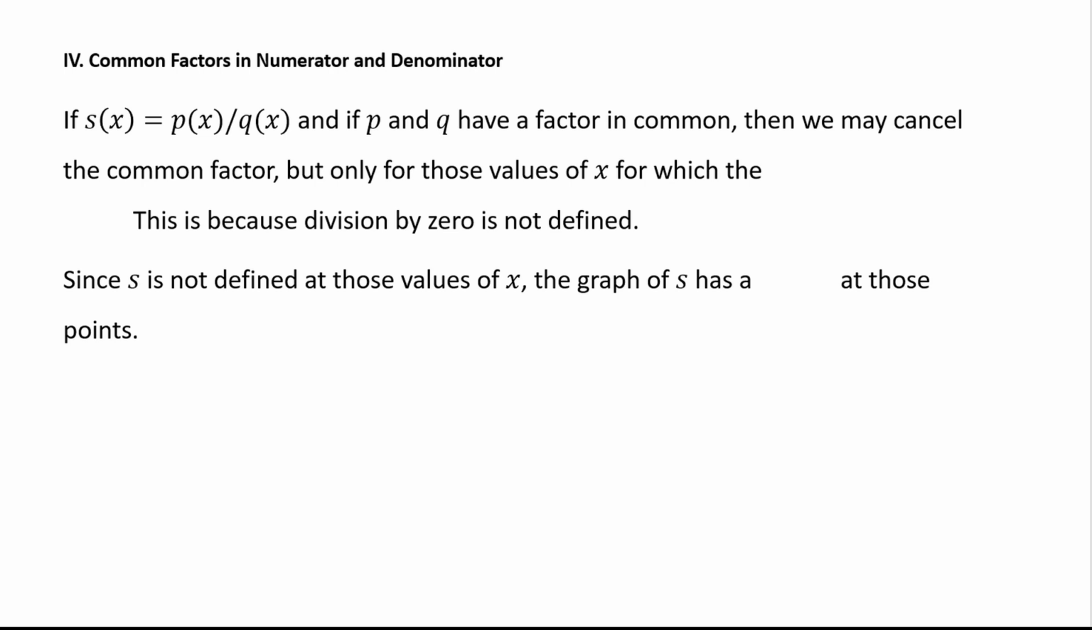Roman numeral 4, common factors in numerator and denominator. If s of x equals p of x over q of x, and if p and q have a factor in common, then we may cancel the common factor, but only for those values of x for which the factor is not 0. This is because division by 0 is not defined. Since s is not defined at those values of x, the graph of s has a hole at those particular points.